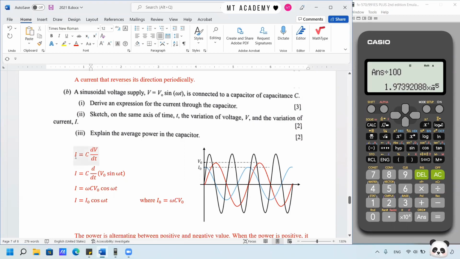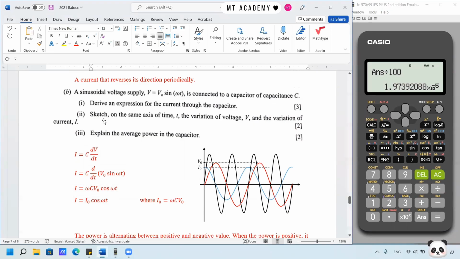So simple, we can use I is equal to C dV/dt. The derivation can be obtained from the textbook. So we perform the derivative, and then we can get the expression I equal to omega C V naught cos omega t. And we can replace omega C V naught as I naught, which is the peak current.